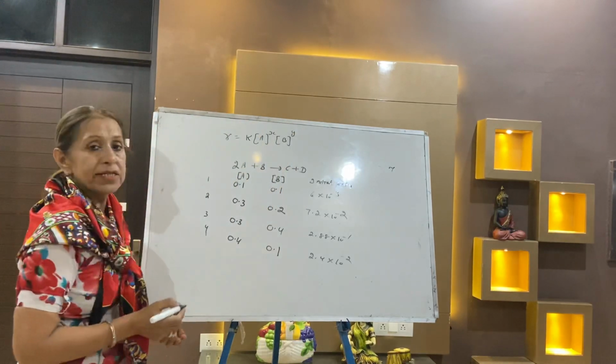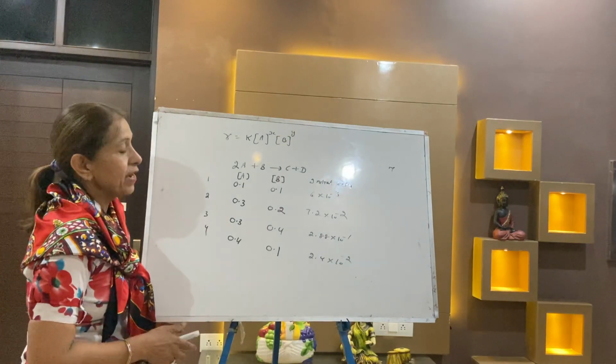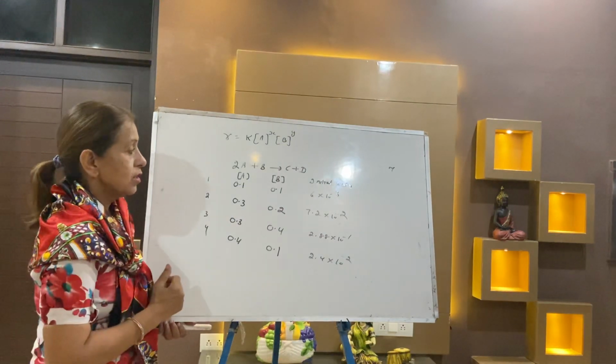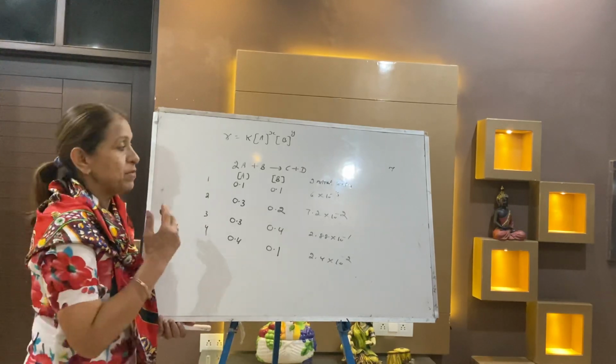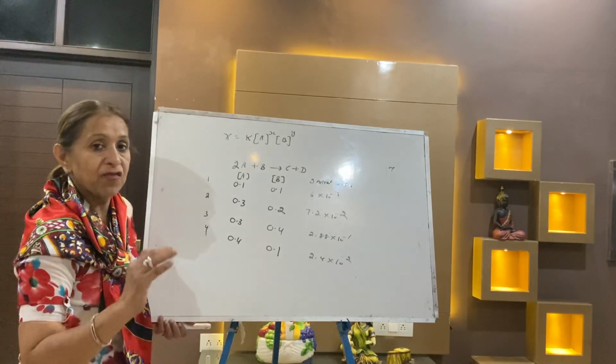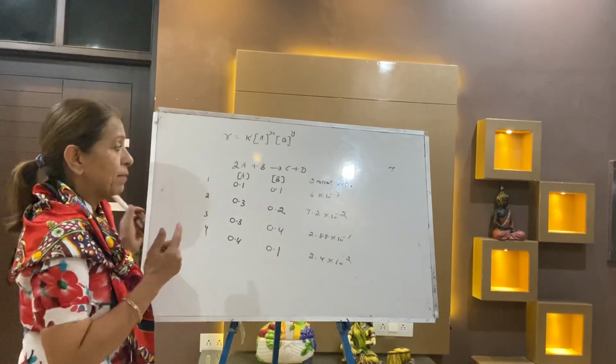You have to calculate X and Y. X and Y are the orders of reaction. This is the first step. You will write R is equal to K, A power X and B power Y. The first question is to find the orders. Let us put the values one by one.